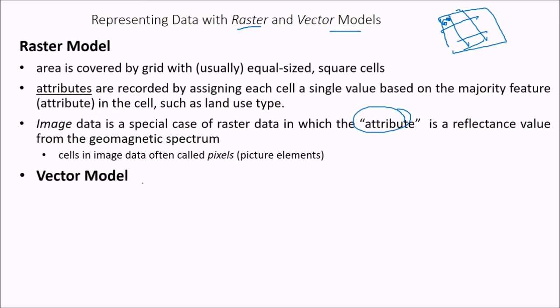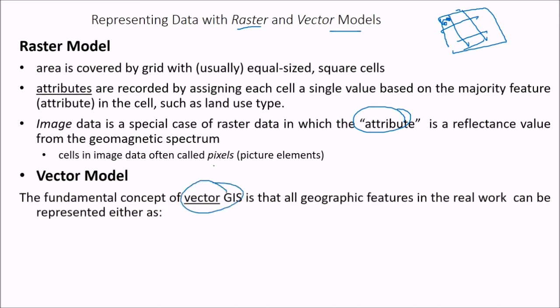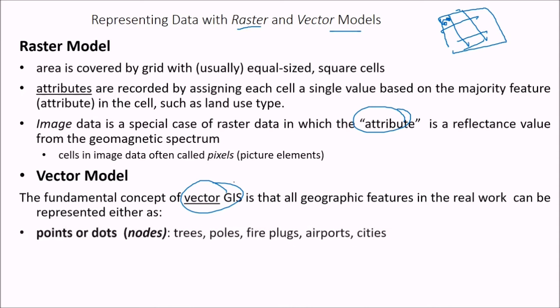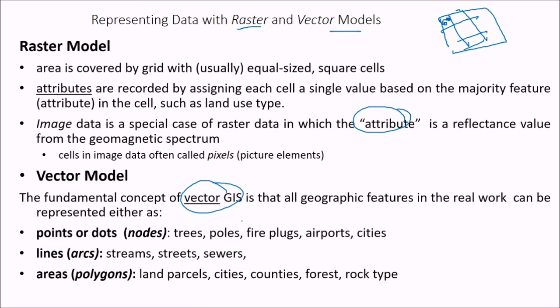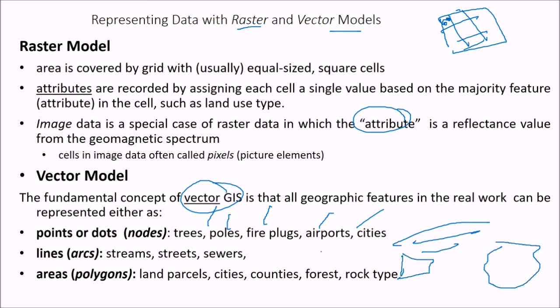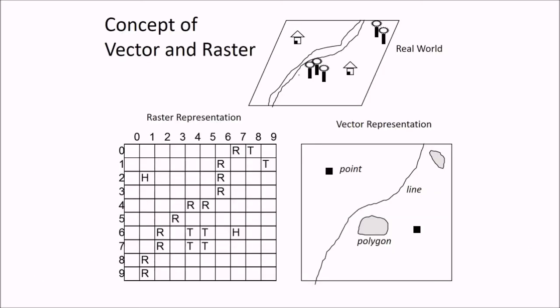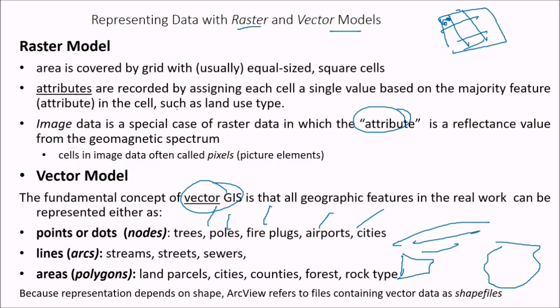What about the vector model? The fundamental concept of vector GIS is that all geographic features in the real world can be represented as points, lines, or polygons. Points or dots are like trees, poles, fire plugs, airports, cities; lines are like streams, streets, and sewers; areas are like land parcels, cities, counties, forests, rock types. These representations depend on shape. In software, we refer to files containing vector data as shapefiles.